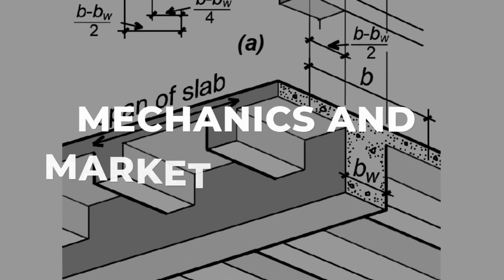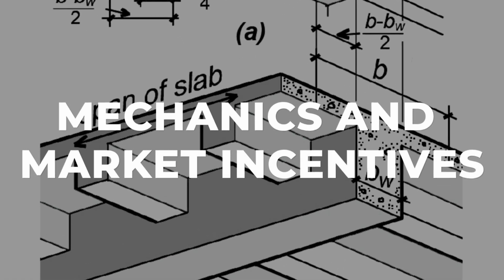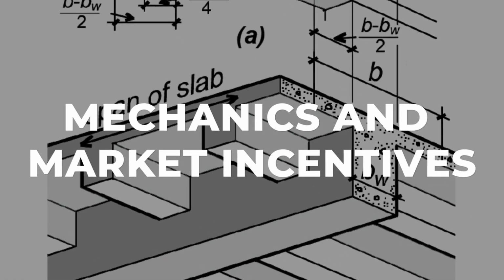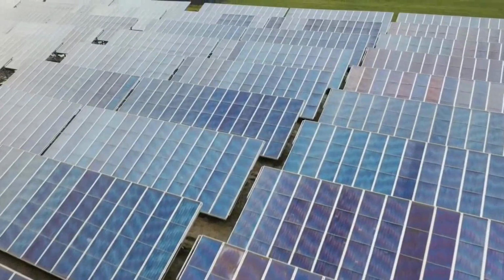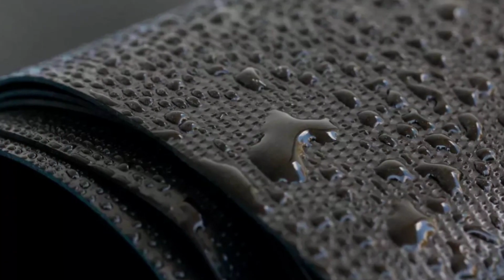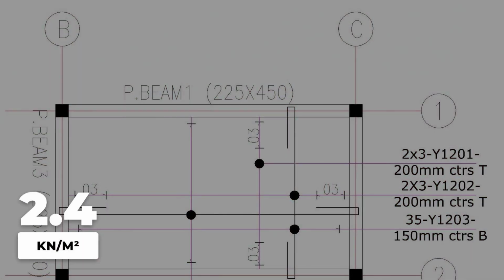A reinforced concrete roof slab is engineered to carry two types of weight: dead load and live load. Dead load means the permanent weight of the structure itself, the slab, waterproofing, insulation, and any fixed equipment. For a typical urban roof, this comes to 2.4 kilonewtons per square meter.